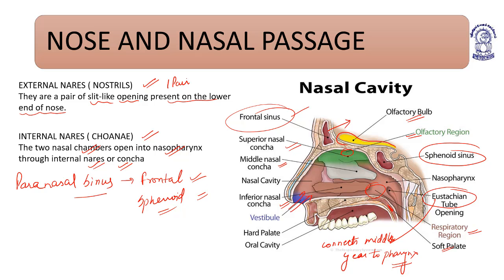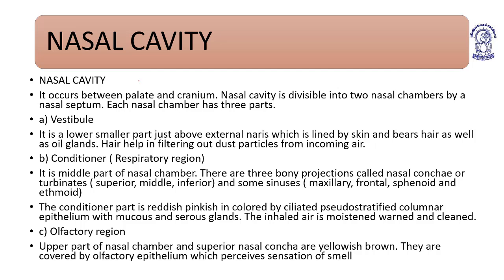Now the nasal cavity. It occurs between the palate and cranium. The nasal cavity is divisible into two nasal chambers by the nasal septum. Each nasal chamber has three parts.